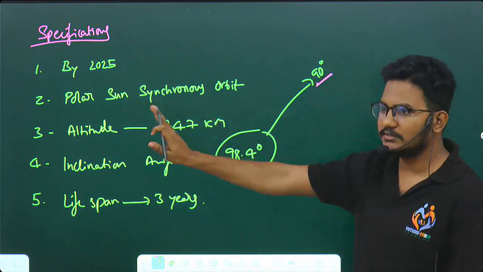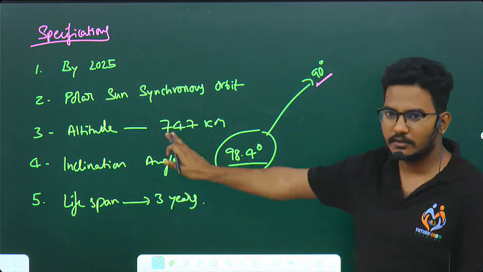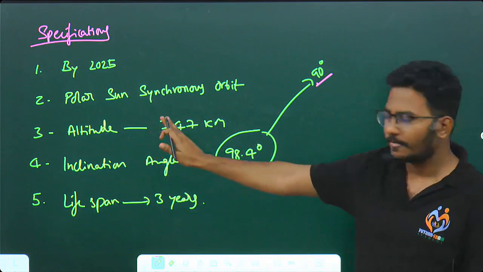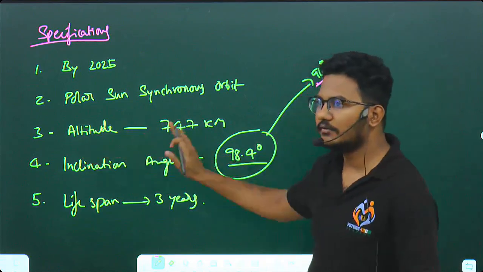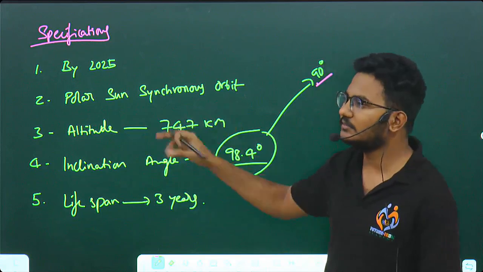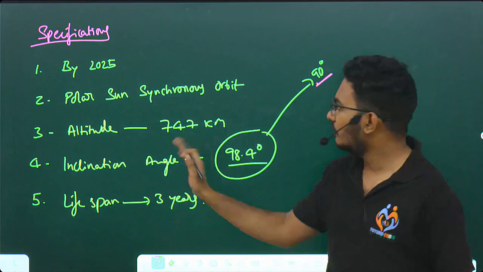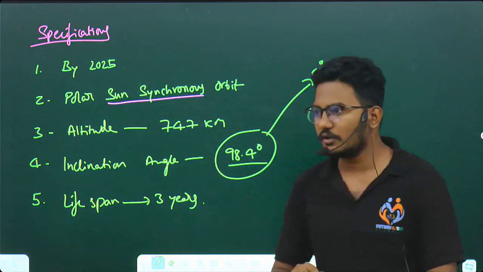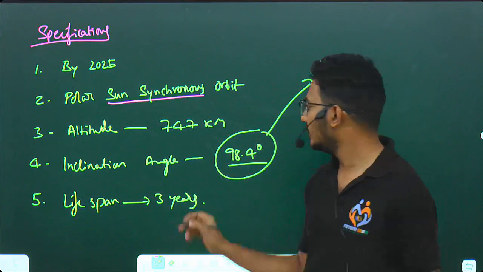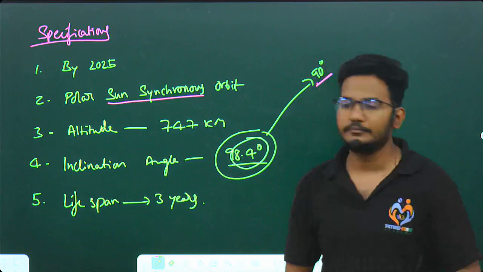Before my lectures, this might be a difficult term for you, but now this is easy peasy for you. Next, altitude 747, which means this is in the polar orbit. And one thing is sure, this is sun synchronous orbit, so we need an inclination. That inclination is 8.4. Okay.